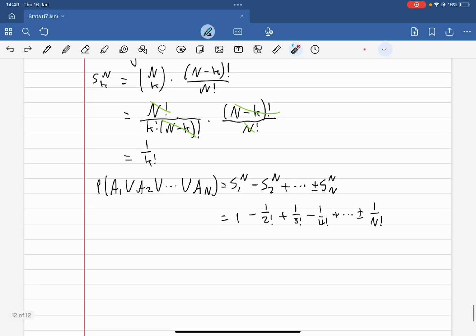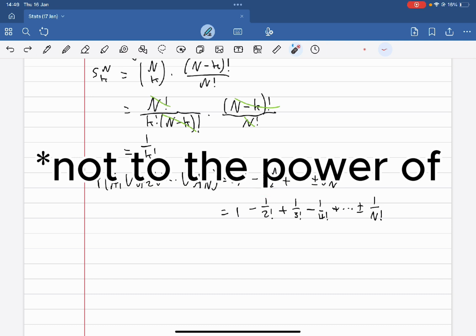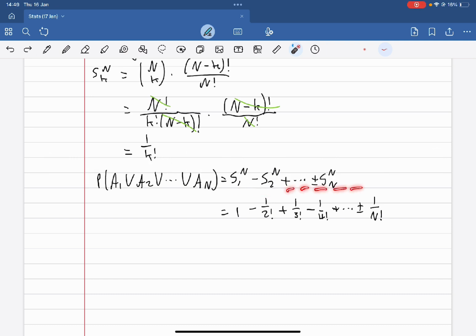So now this is the thing we're looking for altogether, that there's a match in any position. So we're going to use Waring's theorem. So it's going to be S_n1 minus S_n2 plus minus all the way up until S_nn. So we know that S_n1 is going to be 1, and then S_n2 is going to be 1 over k factorial, so it's going to be 1 over 2 factorial, plus 1 over 3 factorial, minus 1 over 4 factorial, plus all the way up until 1 over n factorial.